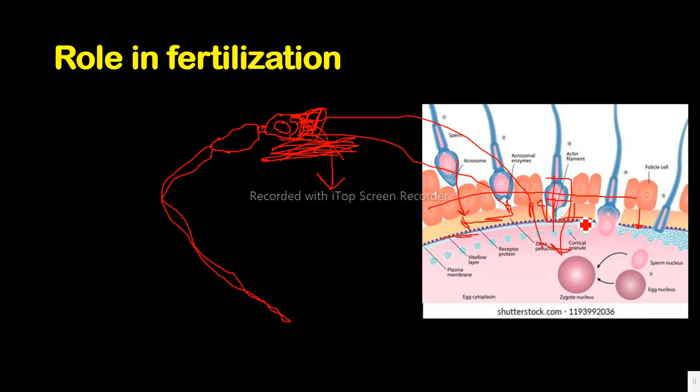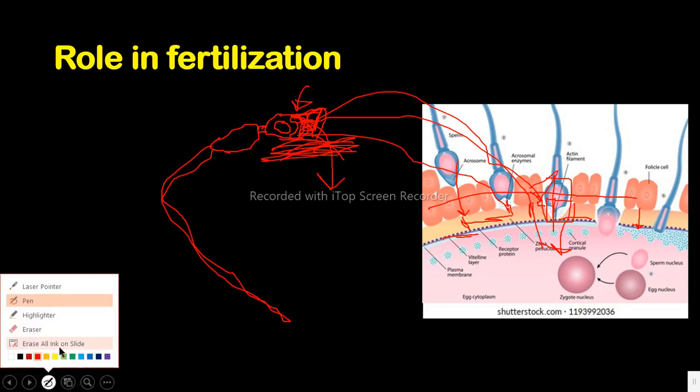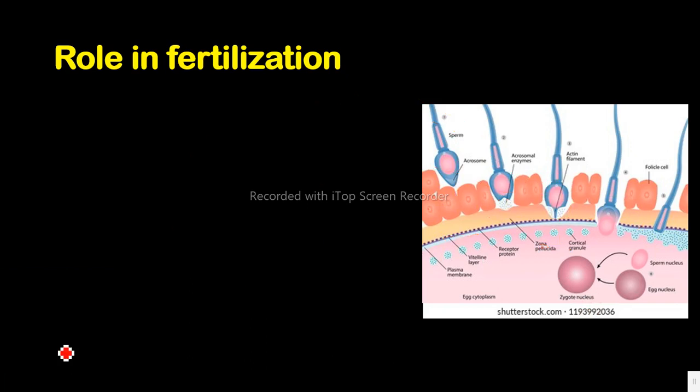So you bind, then you depolarize the membrane and release calcium ions. Calcium ions induce the acrosomal reaction within the sperm, then you release the enzymes. Those lytic enzymes break down this layer, then the sperm cell gets in. And then you fertilize. So these lysosomes do play an important part as far as fertilization is concerned.